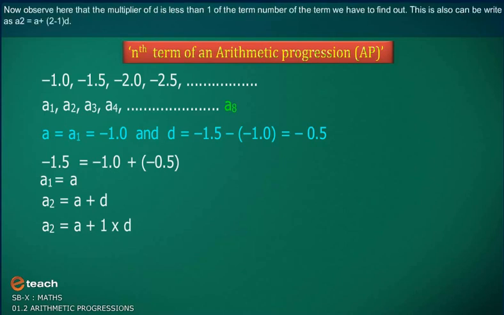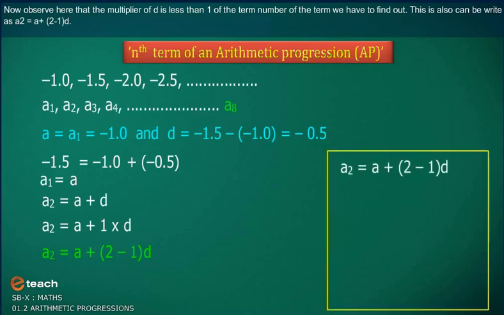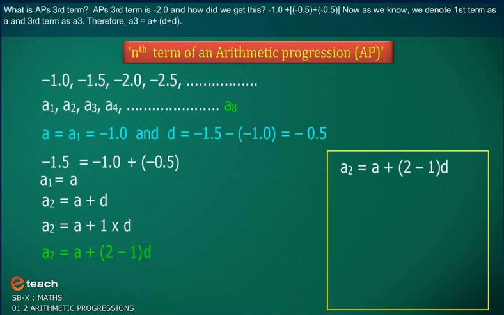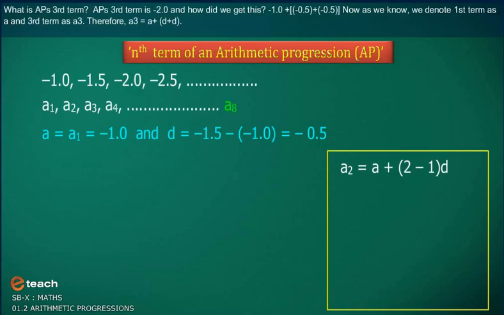Now observe here that the multiplier of D is less than 1 of the term number of the term we have to find out. This can also be written as A2 is equal to A plus into bracket 2 minus 1 D. What is the AP's third term? The AP's third term is minus 2.0. And how did we get this? Minus 1.0 plus into bracket minus 0.5 plus into bracket minus 0.5.